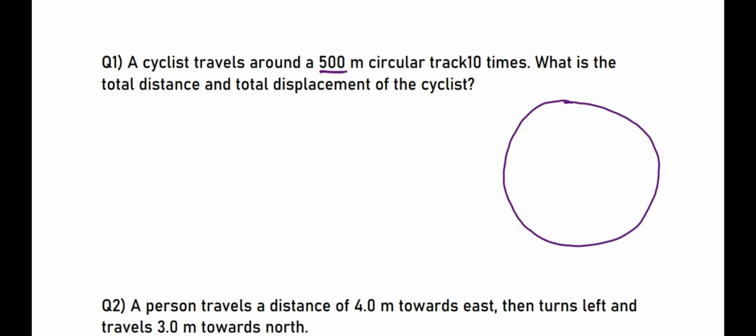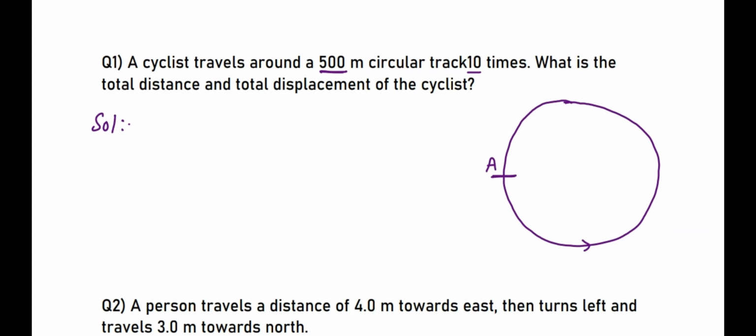So, like this, how many times is he traveling? 10 times. So, 500 into 10 times. That will give us the distance traveled. For example, he started from point A. Starting position is point A. So, one circular path value is 500 meters.